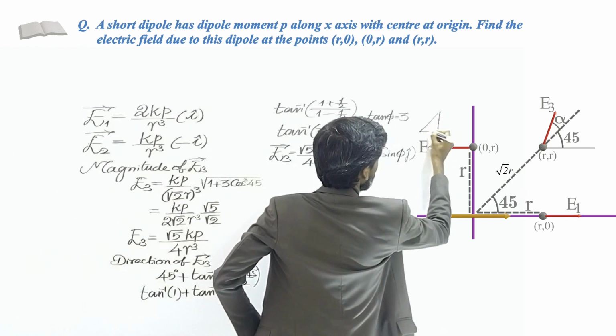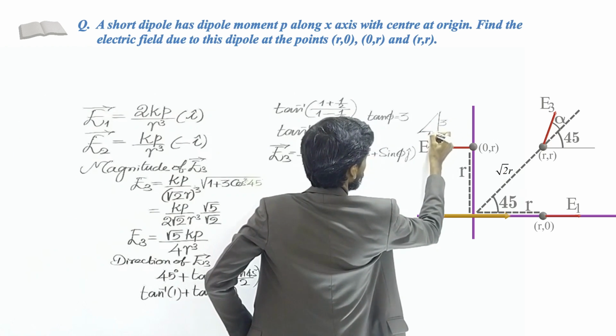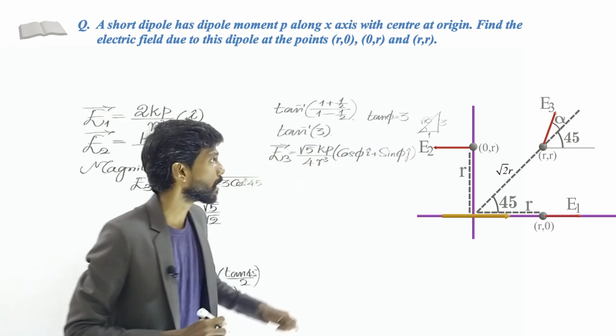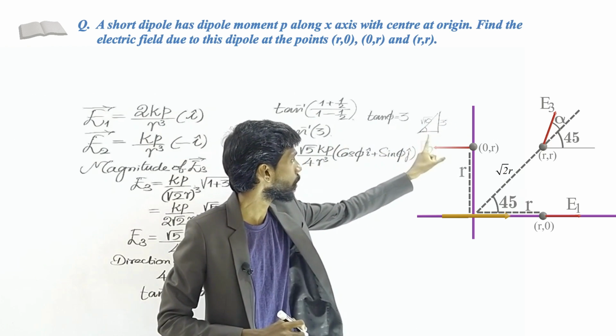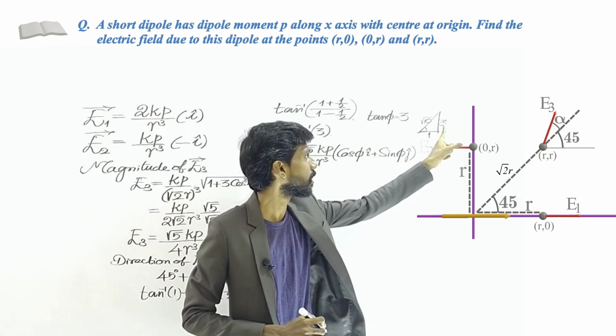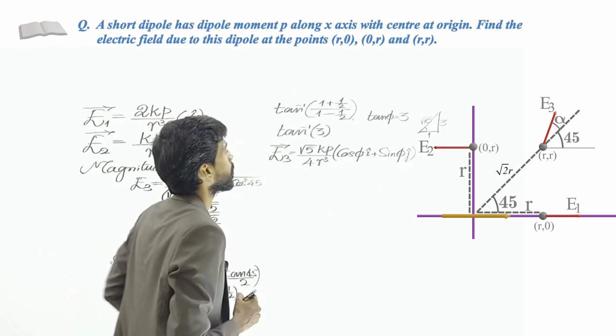Because what is tan theta? That is the opposite side divided by the adjacent side. That means this value is root 10 by Pythagoras theorem. So we can find cos theta or cos phi. Cos phi is the adjacent side, 1 divided by root 10. Similarly, sin theta is 3 divided by root 10. So we can simply substitute that.